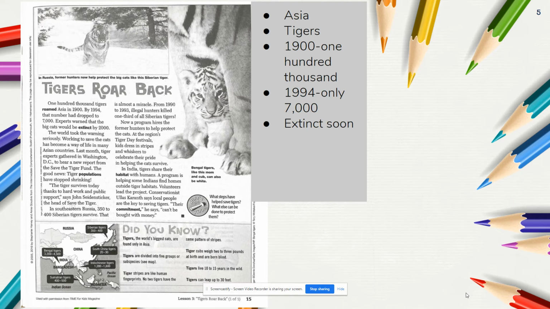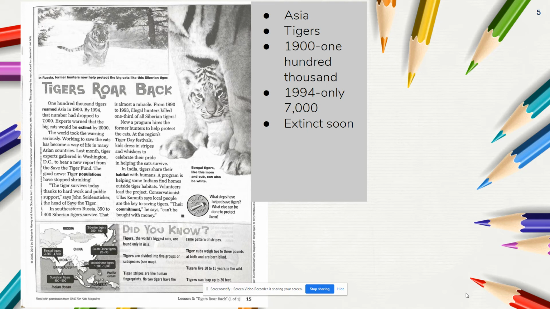The article then states that in 1994, the numbers were down to 7,000. I'm going to write 1994, only 7,000. That way I can remember that that was an important detail for later. I'm also going to look at the part where experts warned that by the year 2000, the tigers would be extinct. I'm going to write down extinct soon on my big ideas list.